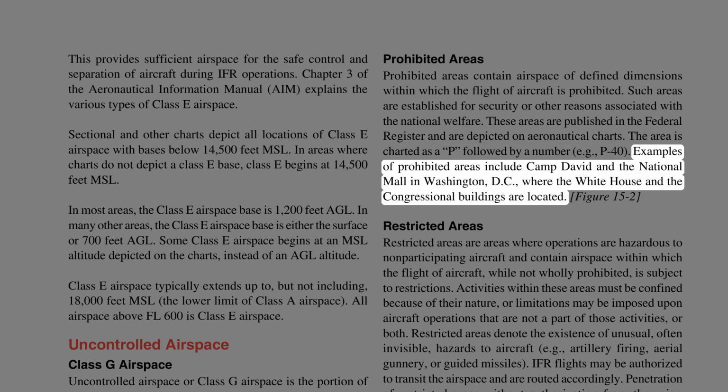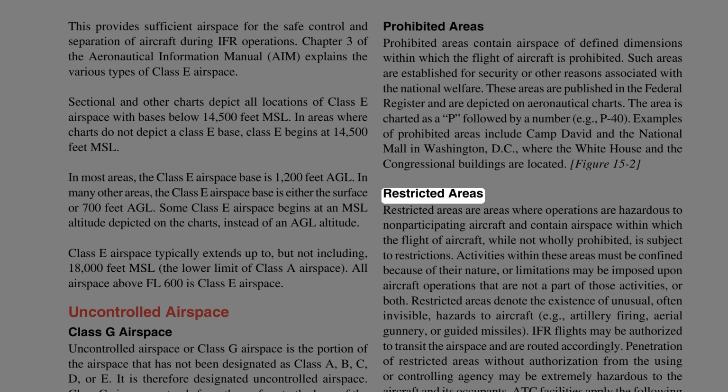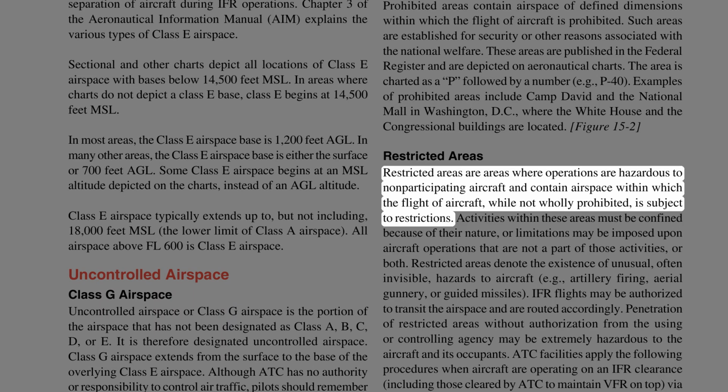Examples of prohibited areas include Camp David and the National Mall in Washington, D.C., where the White House and the congressional buildings are located. Restricted areas. Restricted areas are areas where operations are hazardous to non-participating aircraft and contain airspace within which the flight of aircraft, while not wholly prohibited, is subject to restrictions.